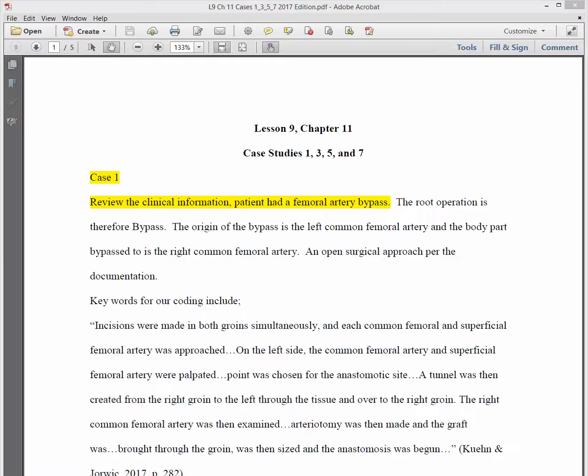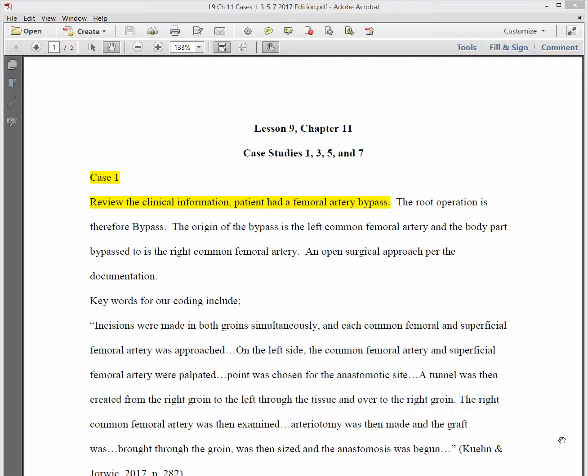So the first one is a femoral artery bypass. In this presentation, if you are not colorblind or have any colorblind issues, you can see that the detail to identify which case I'm talking about is highlighted here in yellow. So this first one is a femoral artery bypass. The root operation is bypass.